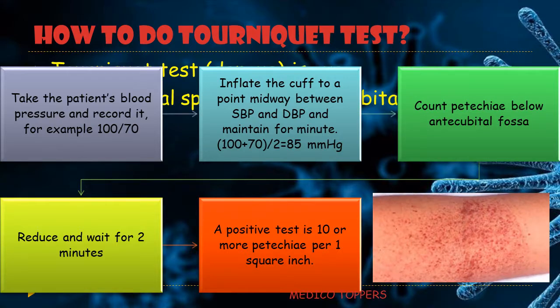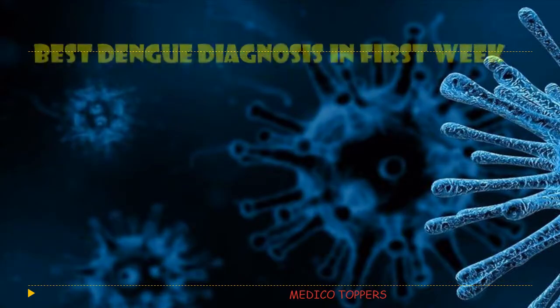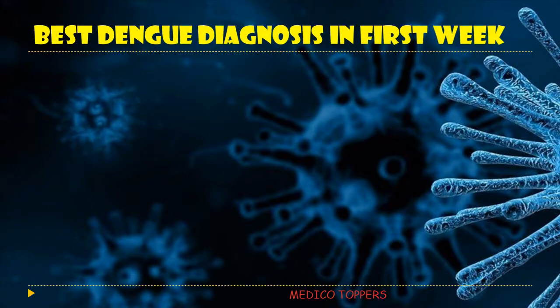So let's see how the petechial spots will look. The petechiae will appear like this, and here we can see more spots, more than 20 spots, and this is the exact procedure to do this tourniquet test. Then, the best dengue diagnosis in the first week can be done with the help of NS1 antigen.